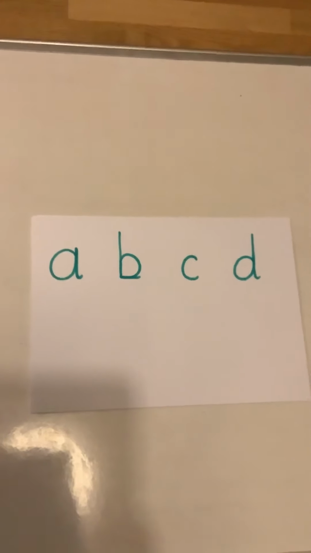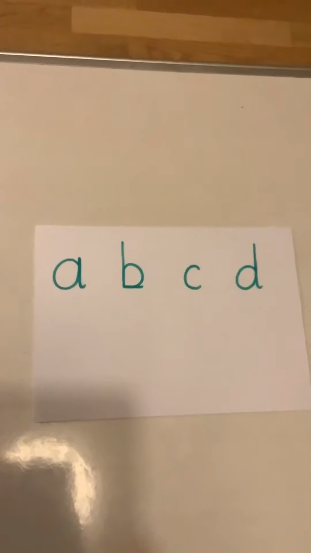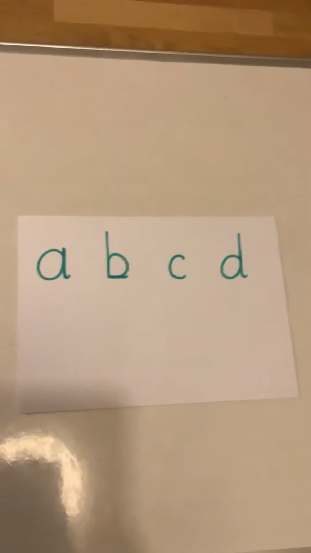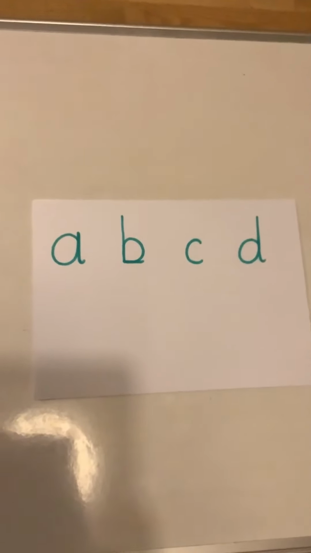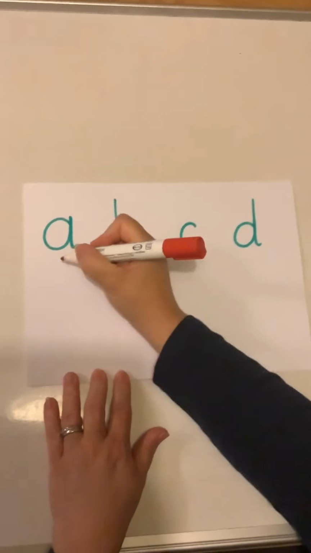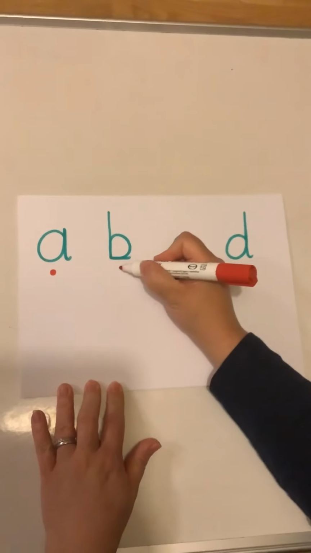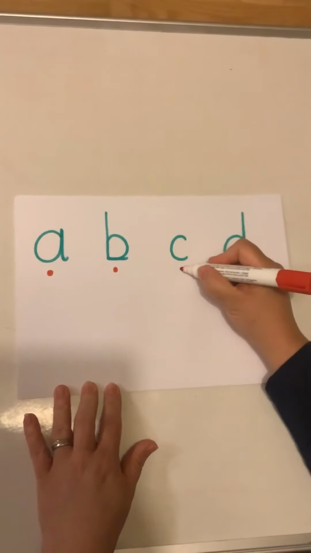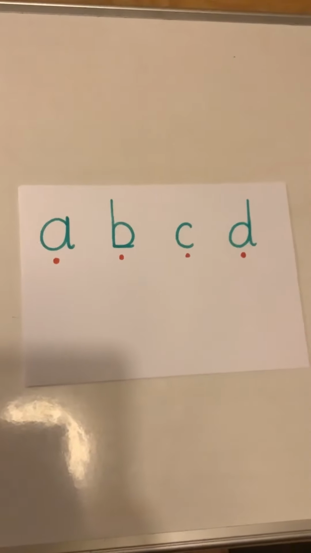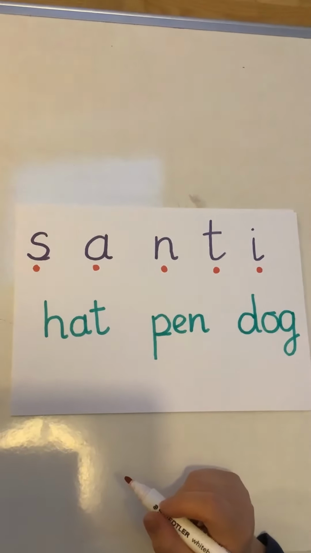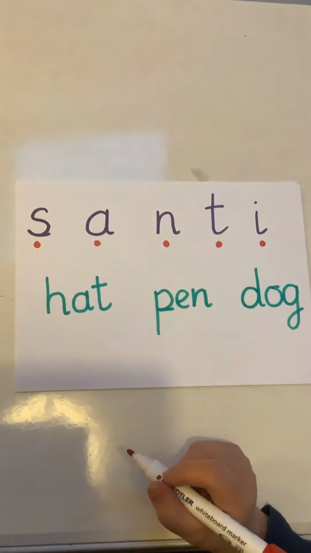I'm going to show you how to use sound buttons to help with decoding words for reading. Single letter sounds are shown with one dot or spot. For example, a, b, k, d. We call these beans. So you can use this strategy to decode simple words.